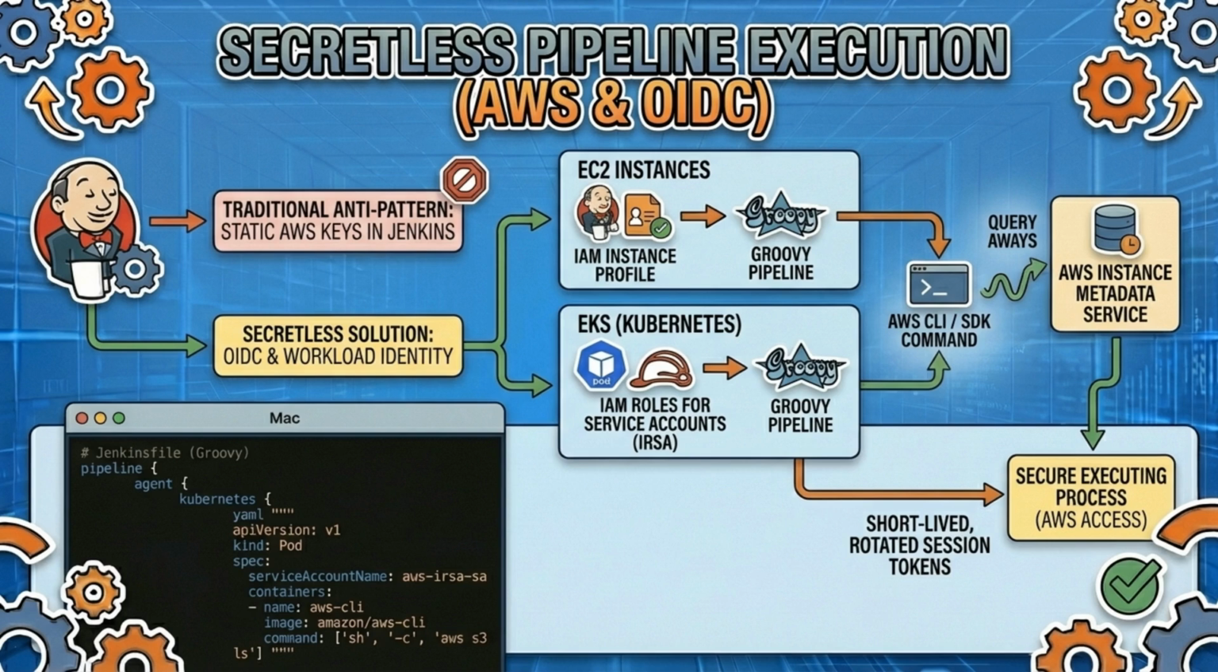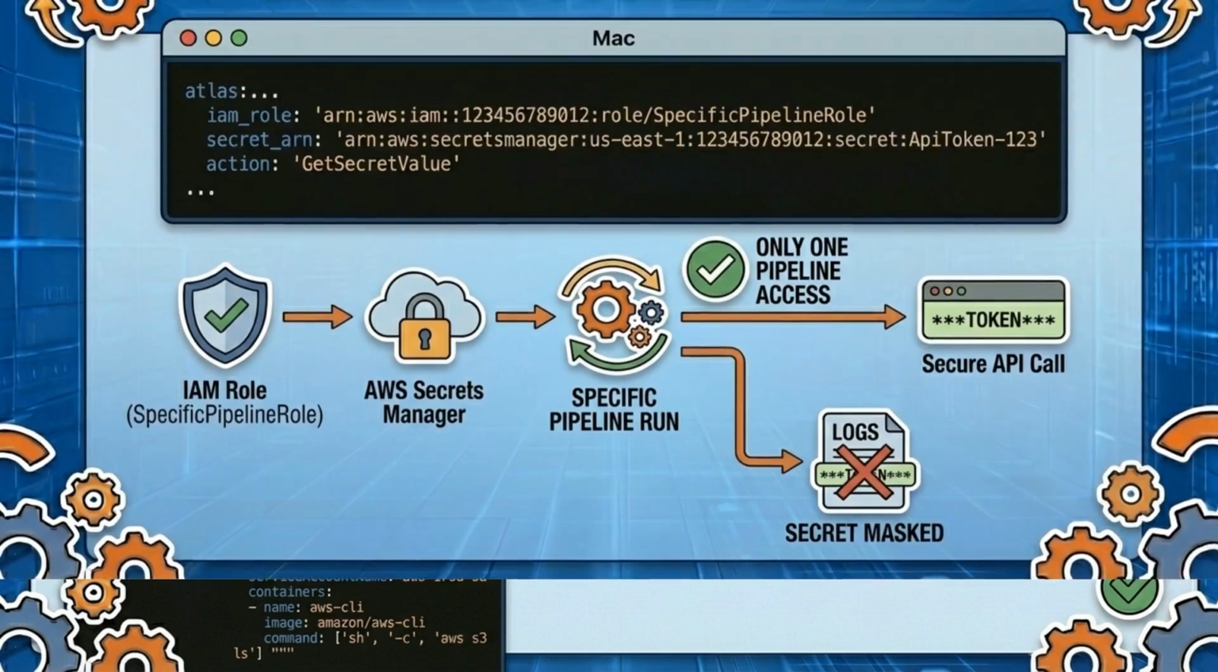Alternatively, if you are operating on Elastic Kubernetes Service, you utilize IAM roles for service accounts, which maps AWS permissions directly to your pod. When your Groovy pipeline executes an AWS CLI command or SDK, it doesn't look for Jenkins credentials. It securely queries the AWS instance metadata service. AWS automatically intercepts this and provides short-lived, dynamically rotated session tokens directly to the executing process.